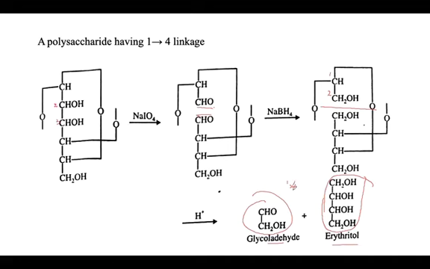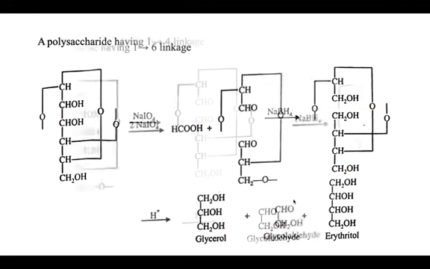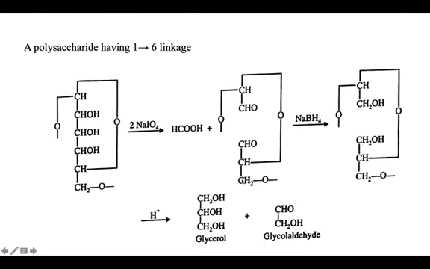So in this case, it is clear that we get an idea about the linkage, where the linkage is present or absent. Now, in case of a 1,6 linkage, if there is a linkage between carbon 1 and carbon 6, we can say that there are hydroxy groups which are present.